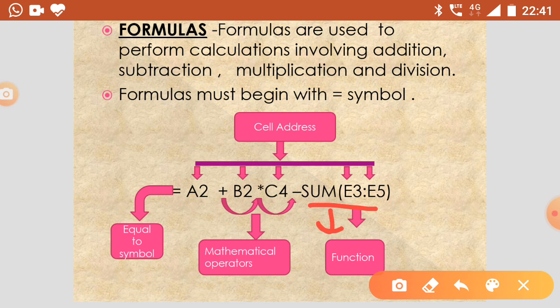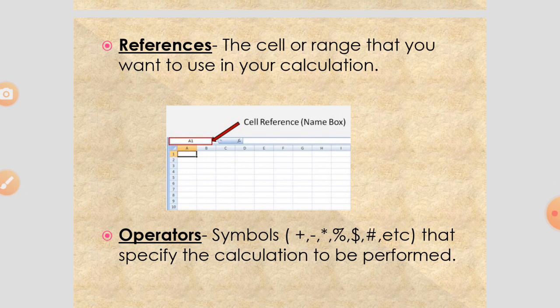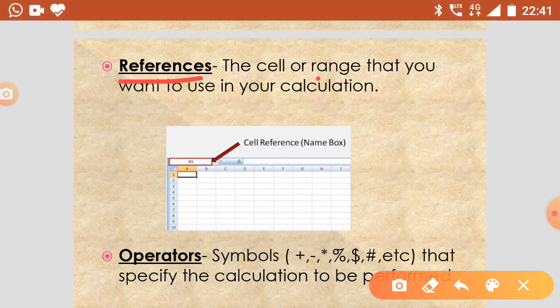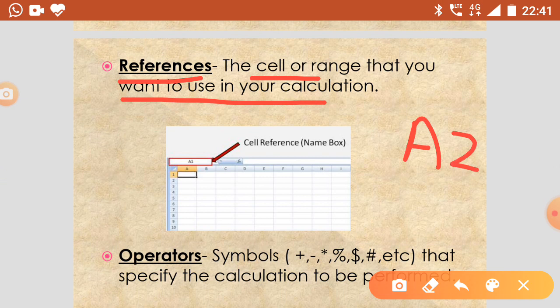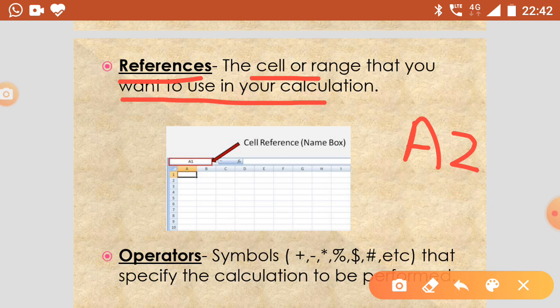Now let's try to understand these things one by one. Firstly, the reference. What is the meaning of reference? The cell and the range that you want to use in your calculation. Any cell name or cell address that we use in our calculation, either C1 or C2, is known as a reference.